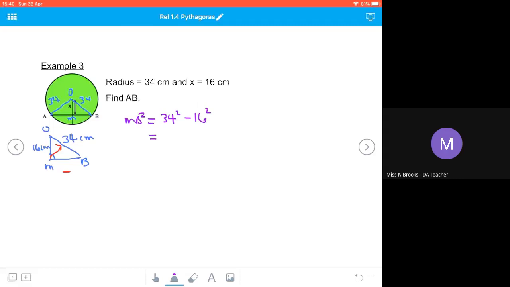900. And then I'm going to square root that 900 to get the length of MB. And so the square root of 900 is 30, because 30 times 30 is 900, and that's centimeters.